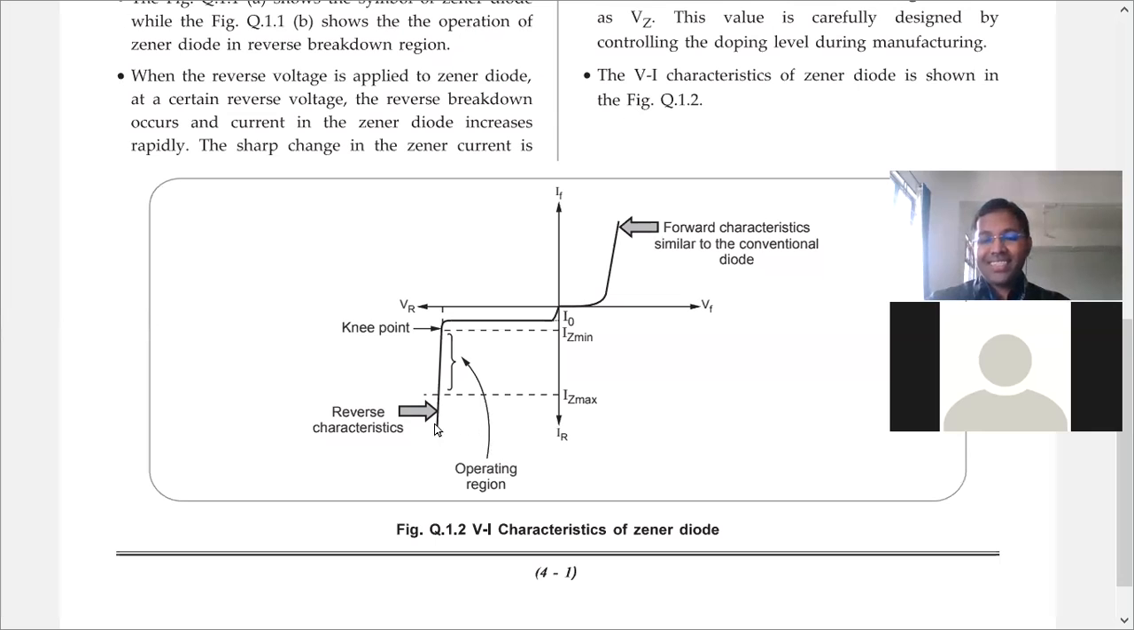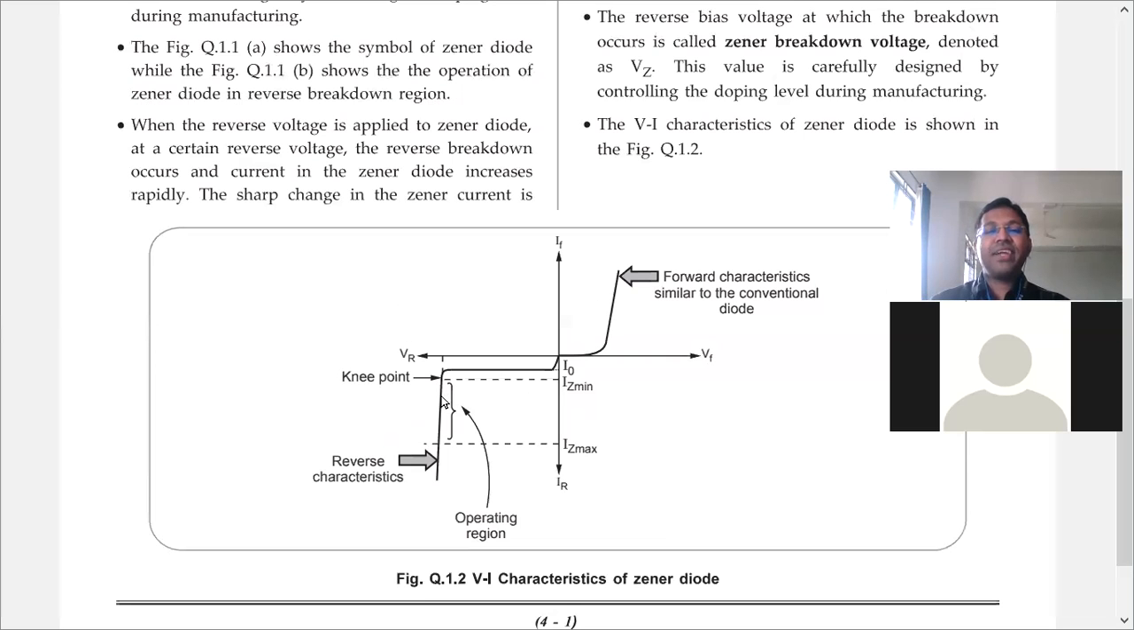So what is the reason for this breakdown? What is the effect known as? It is known as, anybody answer? Zener effect. Okay, it is known as Zener effect. Anybody can explain Zener effect? We have seen this in the previous class. What is Zener effect?